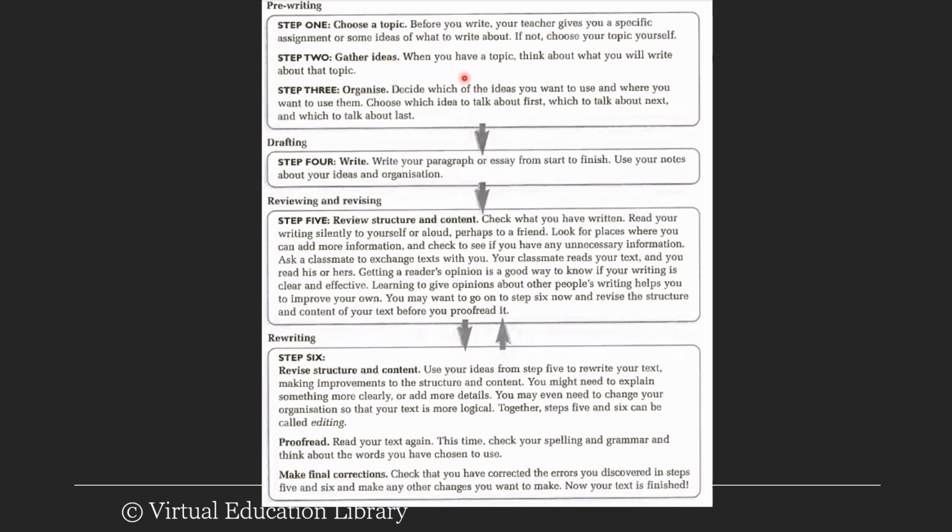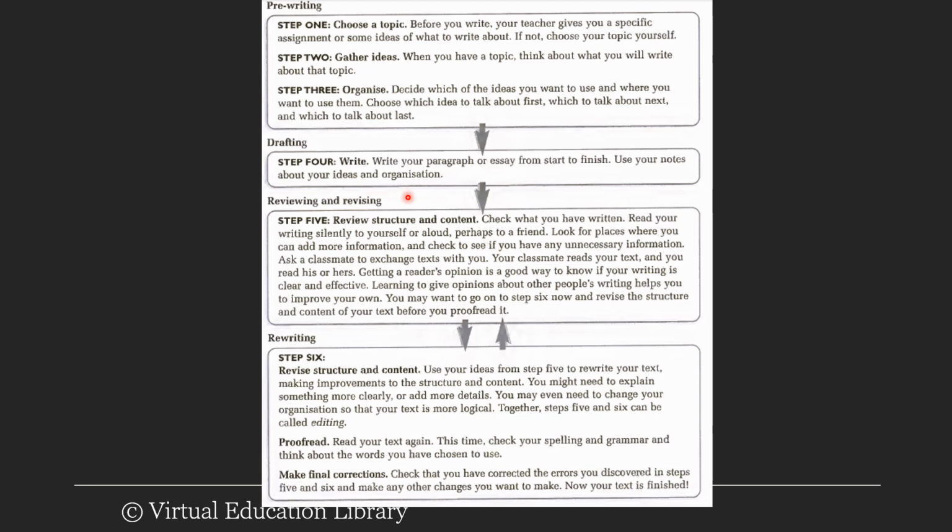Second is gathering ideas. Then the very important step is organization. Decide which of the ideas you want to use and where you want to use them. Choose which idea to talk about first, which to talk about next, and which to talk about last. So this organization is very necessary. Then the next step is start writing. Write your paragraph or essay from start to finish. Use your notes about your ideas and organization.